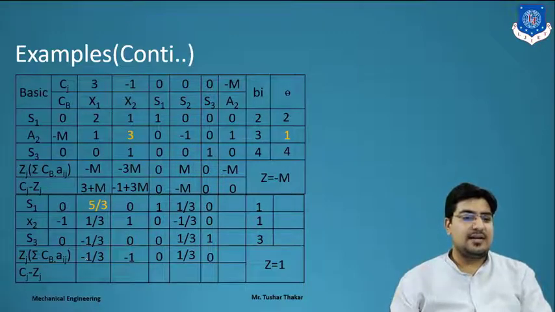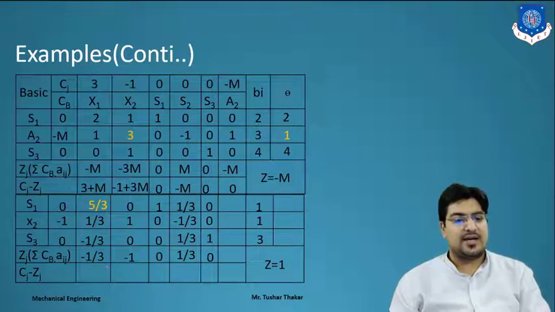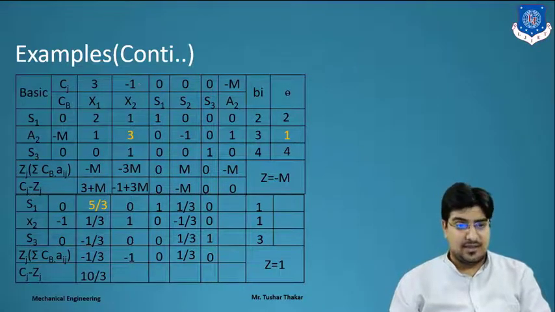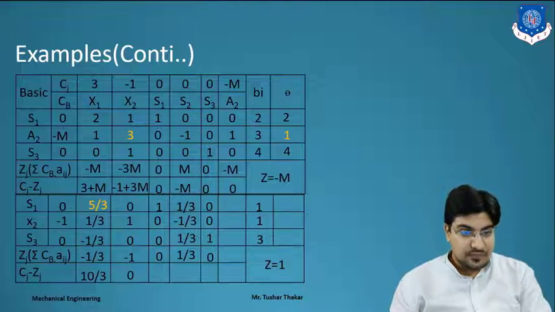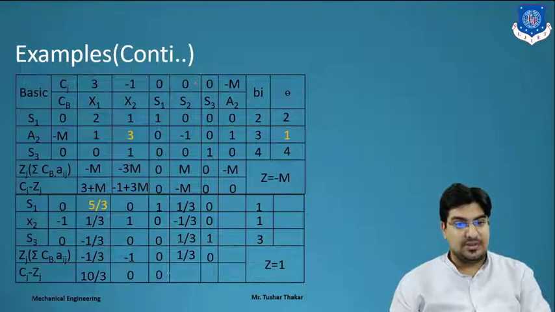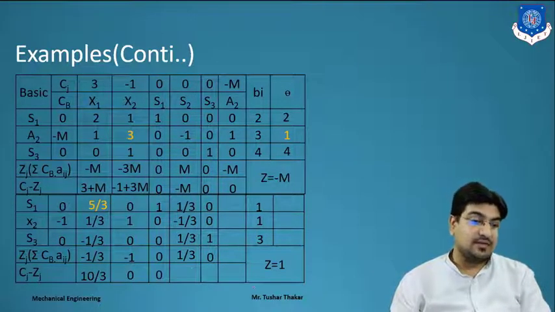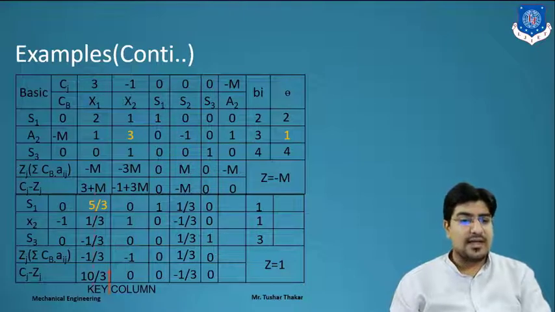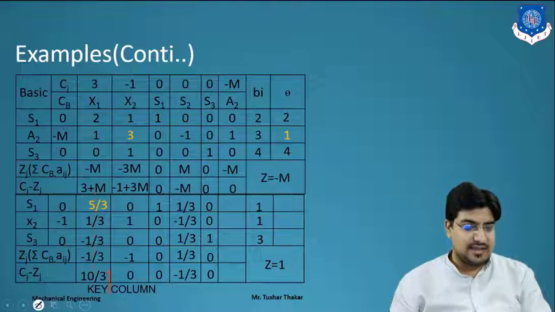So 3 minus 1 by 3 means 3 plus 1 by 3, we can get 10 by 3 over here. Minus 1 minus minus 1, we can get 0 over here. 0 by 0 is 0, and 0 into minus 1 by 3, we can get minus 1 by 3 over here. 0 minus 0 is 0, we can't do any subtraction. Now we find out the key column, as 10 by 3 is the maximum value. So that is the key column.